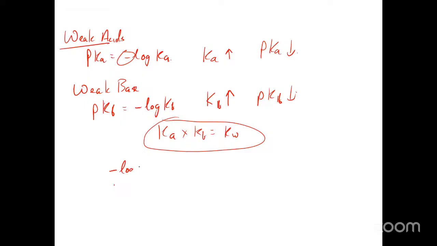Minus log of Ka times Kb will be equal to minus log of Kw. Okay, so what next? Distribute the log. Okay, so if you distribute, and remember, logs is a very unique function. Let me remind you of something you should have learned in your algebra class. Remember this? Log of AB is equal to what? Log of A plus log of B.